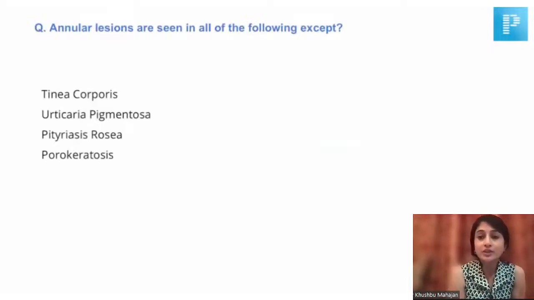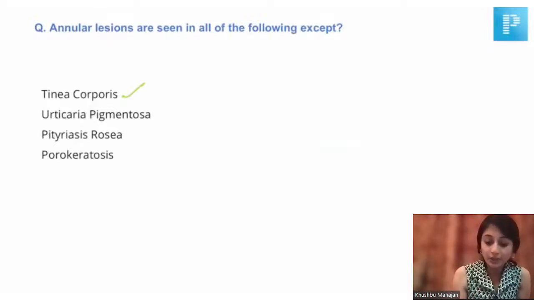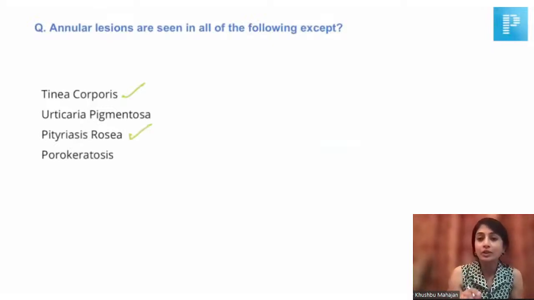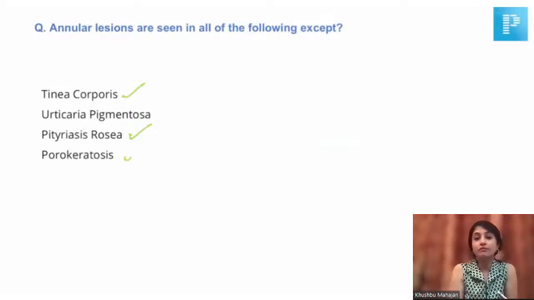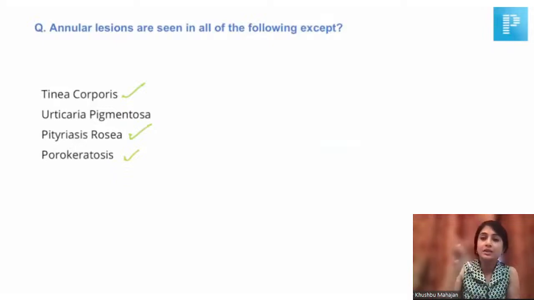So one of the questions which I have is, annular lesions are seen in dermatology in all of the following except. In a lot of our texts that we studied, we talked about annular lesions. Derma is more of a descriptive branch, and we all know that we see annular lesions in tinea corporis for sure. We see it with pityriasis rosea, where we know there are annular lesions with collarette of scales. Porokeratosis is another condition where you see annular lesions and there is scale crust at the periphery.